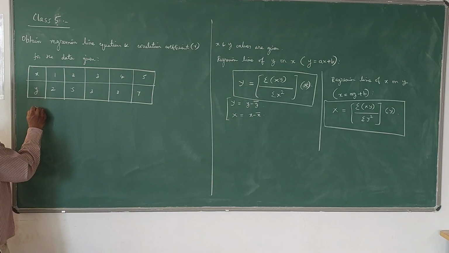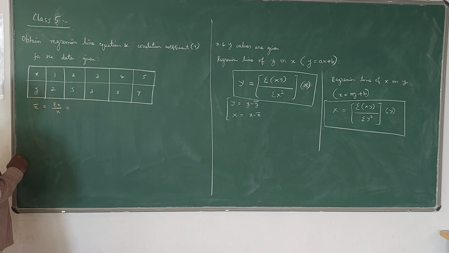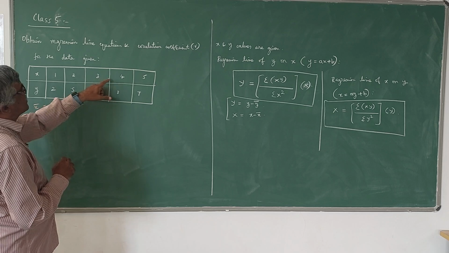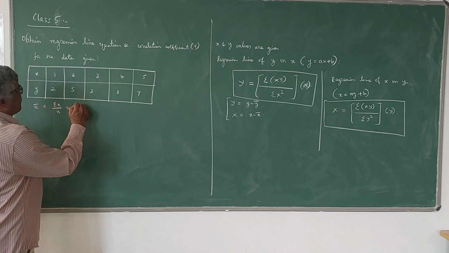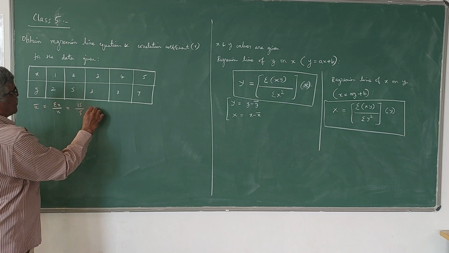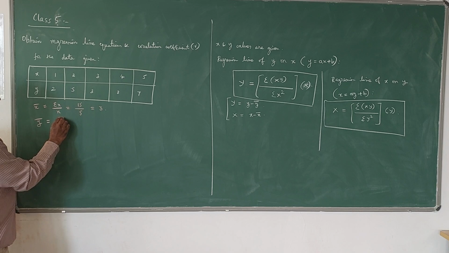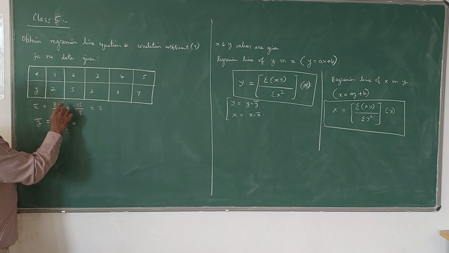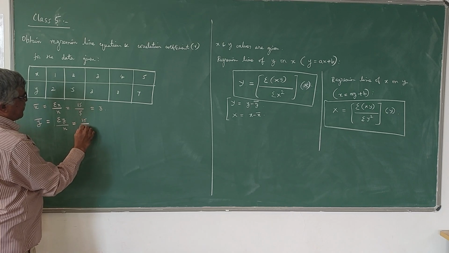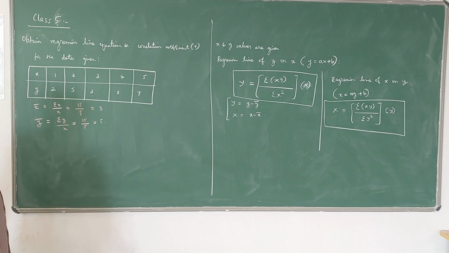So x bar is nothing but summation x divided by n, the number of data sets. Summation x: 1 plus 2 is 3, 3 plus 3 is 6, 6 plus 4 is 10, 10 plus 5 is 15. Divided by the number of data sets, which is 5, so 3 is x bar. Then y bar is sigma y by n: 7, 10, 18, 25. 25 divided by 5 is 5. So these are x bar and y bar.